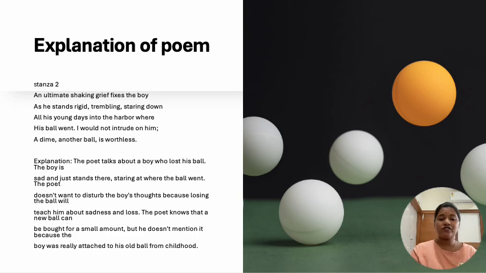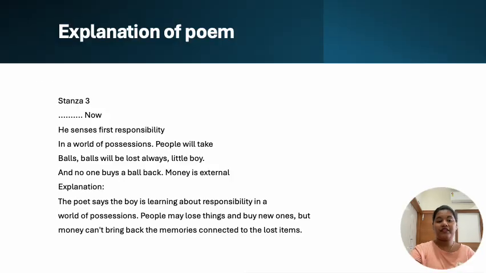The poet does not want to disturb the boy's thoughts because losing the ball will teach him about the sadness and the loss. The poet knows that a new ball can be bought for a small amount, but he does not mention it because the boy was really attached to the older ball that he has lost, because it was from his childhood. Next, now he senses first responsibility in a world of possessions.